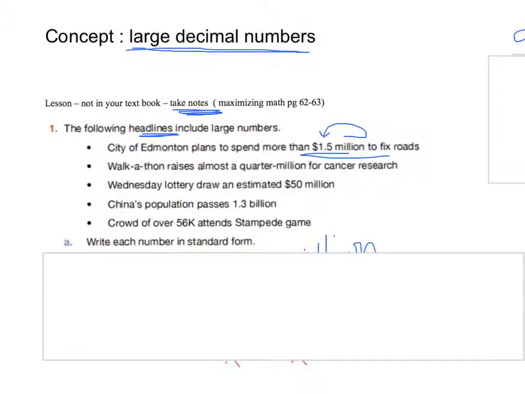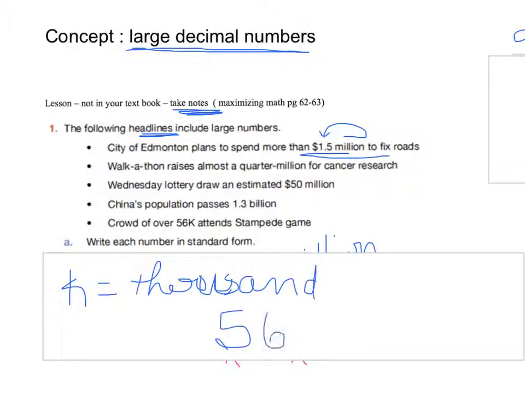Last one for us to look at. Sometimes you'll see a number with a K after it. So, crowd of over 56K attend Stampede's games. K is another way of saying 1,000, which you'll sometimes come across. K meaning 1,000. So this is the same as saying 56,000. So the 56 is in the thousands period.